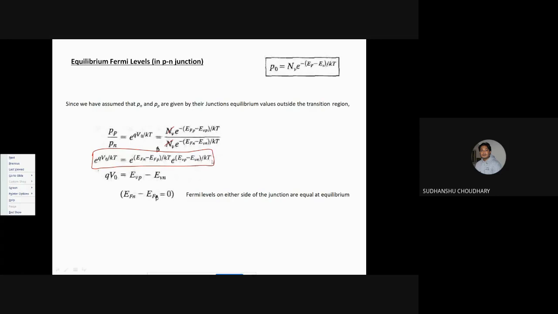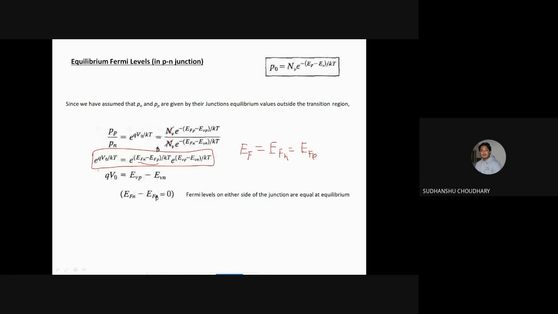So this relation we can find out. Now we understand that since the Fermi level is the same, that is EF, one can put EFN minus EFP is equal to 0, because both are the same. At equilibrium we have EF is equal to EFN is equal to EFP. I mean, the Fermi level is the same.